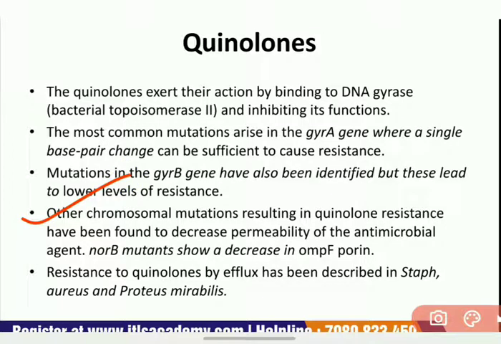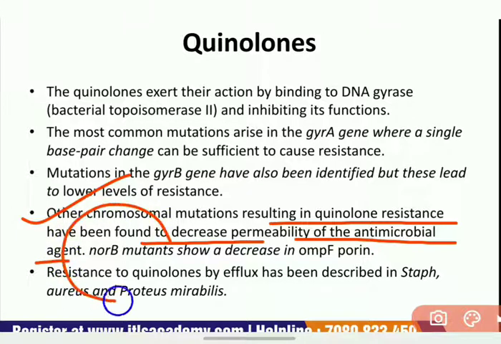Other chromosomal mutations resulting in quinolone resistance have been found to decrease permeability to the antimicrobial agents. NorB mutations show a decrease in OmpF porin. This is one of the major porins, that is OmpF porin, in gram-negative bacteria.